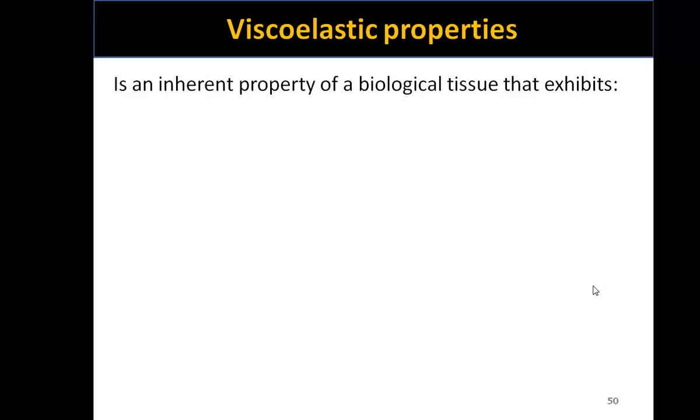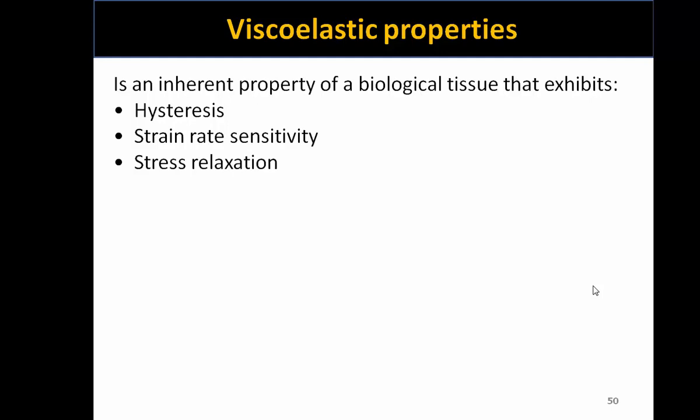In this lecture, we're going to provide a review of viscoelasticity and the inherent properties of biological tissues with respect to viscoelasticity. When we think about viscoelasticity, biological materials and tissues are better described using these properties, which include something referred to as hysteresis, which we'll define shortly, strain rate sensitivity, stress relaxation, and creep.